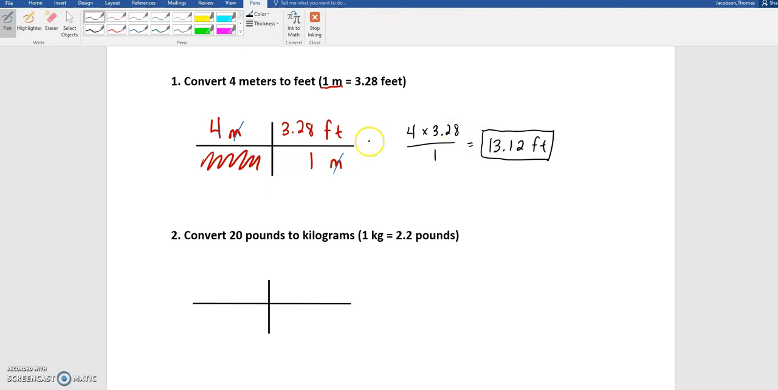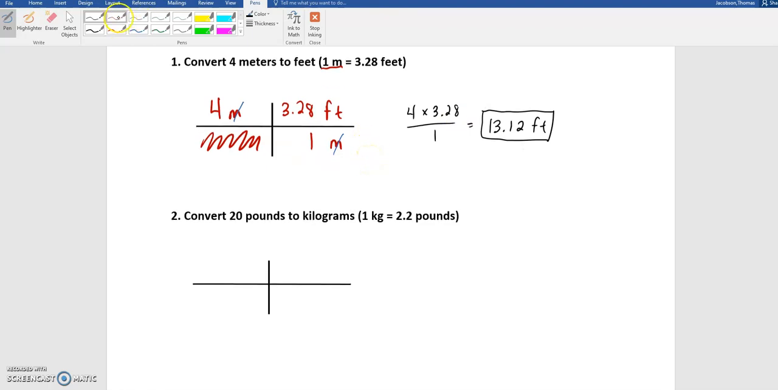And if I did that for the problem on the bottom, whatever I'm given, 20 in this case pounds, goes in the numerator. Nothing goes down here. And I know that we want kilograms. So I put kilograms up here. I'm going to put pounds down here. And that way the pounds and the pounds cancel out. And we know that 2.2 pounds is equal to 1 kilogram.